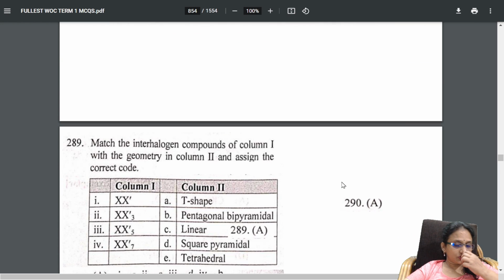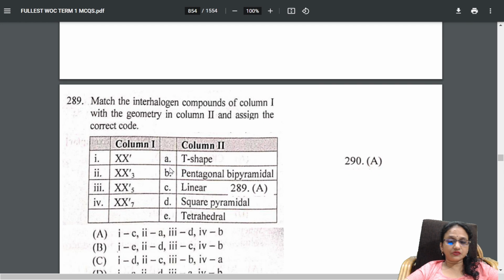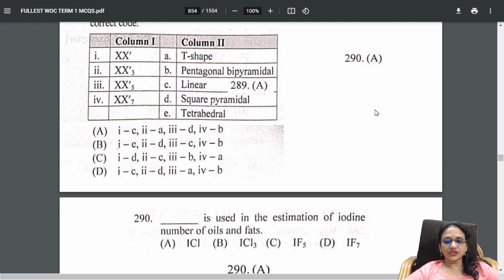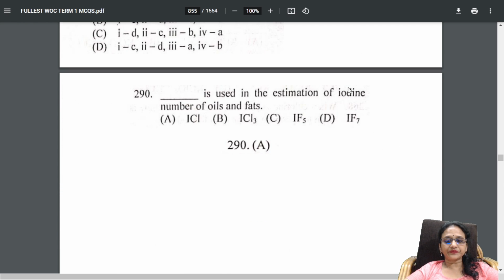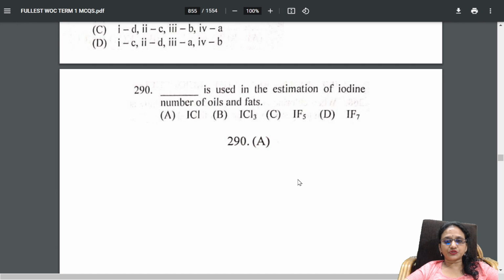So finally, the interhalogen compounds, they're going to give you the answer in the form of match the following. The answer is here. So this is for careful. This is the answer for 289. This is not 290. So this has come wrong here. So this is a question for 290. Dash is used in the estimation of iodine.